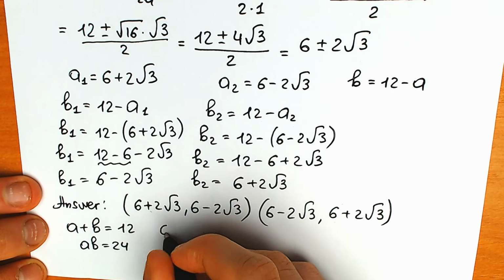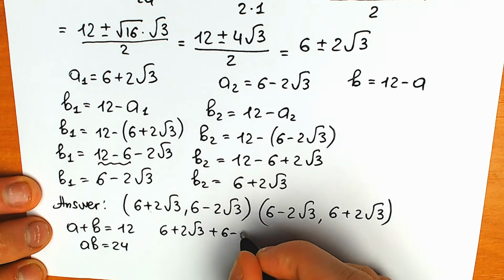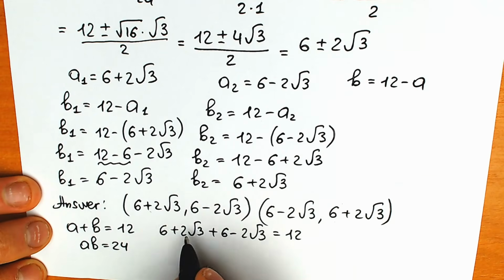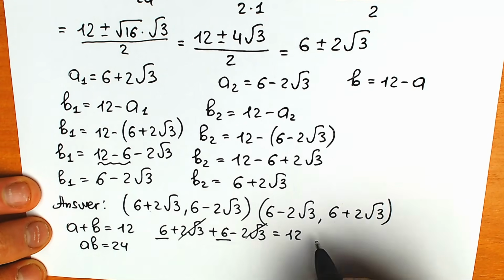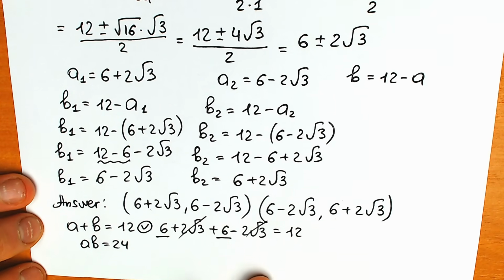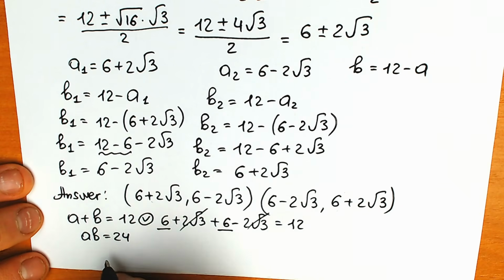So we have 6 plus 2 square root of 3 plus 6 minus 2 square root of 3 equals 12. This is absolutely correct because right here we can cancel this thing. 6 plus 6 equals 12. So addition works great. Our roots are great if you're talking about addition.